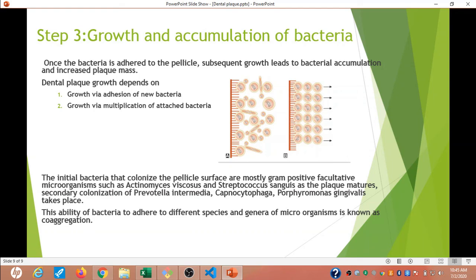These are the 3 steps in the development and formation of dental plaque. In this way, dental plaque is formed. In the next video, we can discuss the types of plaque.